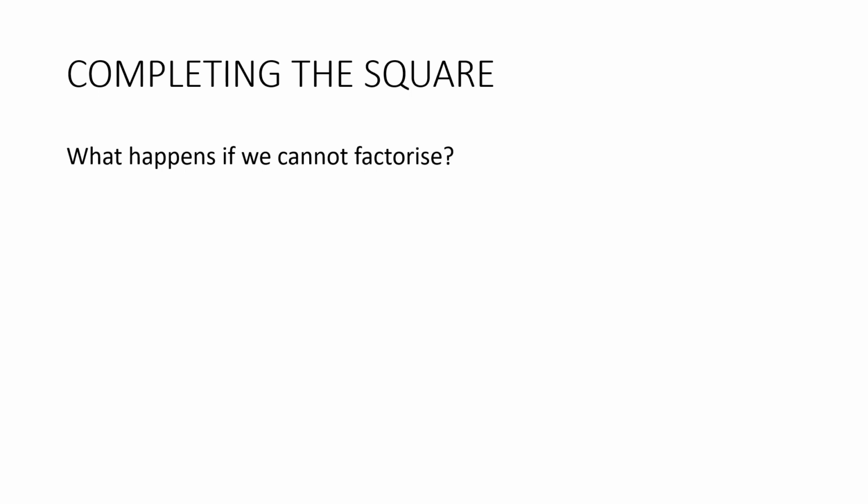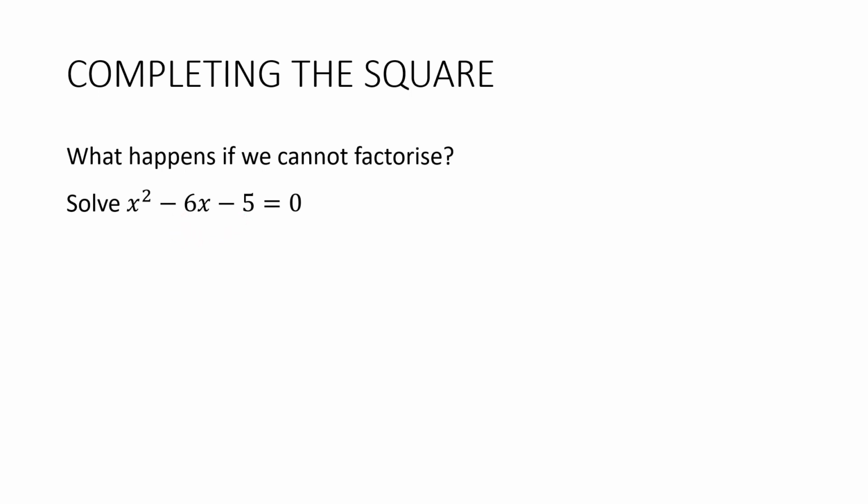What happens if we can't factorize? We do have a couple of different methods, and the first one I'm going to show you is called completing the square. So here's an example, x squared minus 6x minus 5 is equal to 0. And we can see that we can't factorize this because we'd want factors of 5 that have a difference of 6. And there's no such thing.